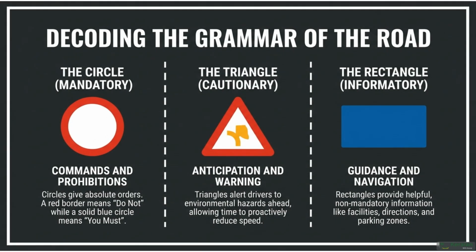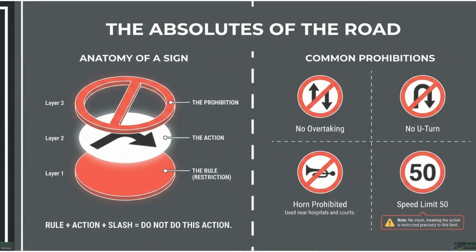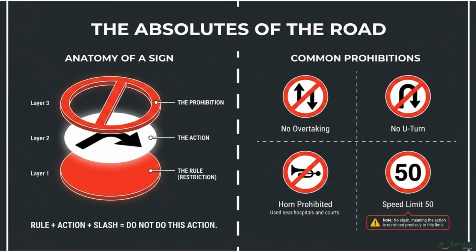Understanding road signs starts with their shapes. Circles represent mandatory commands, triangles provide warnings and caution, and rectangles offer helpful information for navigation. Signs are built in layers to communicate clear instructions. A red border combined with a slash indicates a specific prohibition, such as no overtaking or no U-turns.